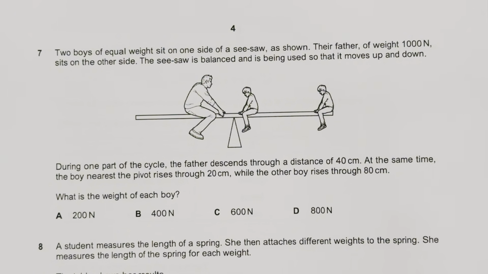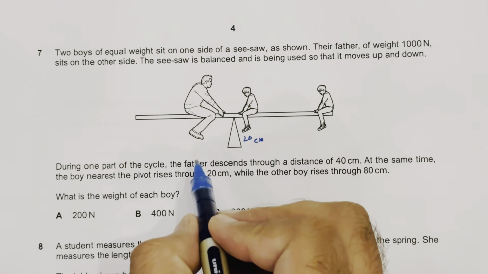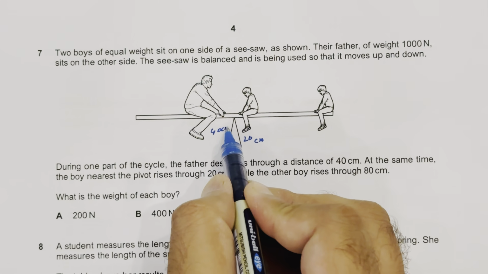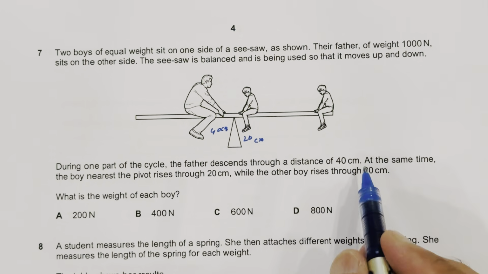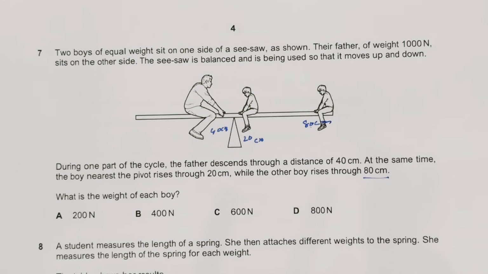At the same time, the boy nearest to the pivot rises through 20 centimeter. So it means the distance over here is 20 centimeter, and for the father, the distance is 40 centimeter, and for the other boy that rises, the distance is 80 centimeter from the pivot. What is the weight of the boy?